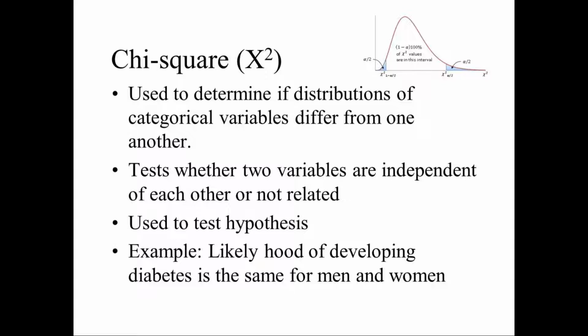And here's chi-square. It's used to determine if the distributions of categorical variables differ from one another. It tests 2 variables that are independent, and it tests a hypothesis. An example is whether the likelihood of developing diabetes is the same for men or women.